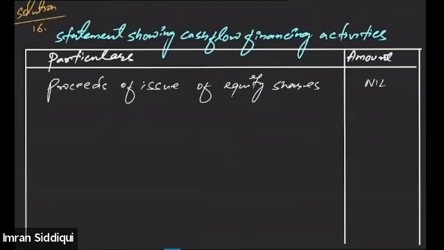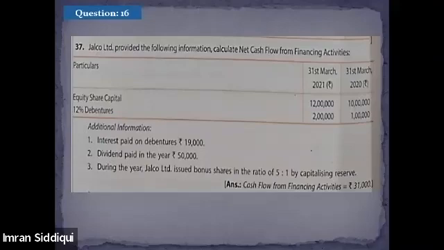Why? We have issued 2 lakh equity shares in the current year, still we are writing nil. Why? Because all the shares issued in the current year are issued as a bonus share. So therefore we don't have to write anything, because bonus share does not cause any inflow of cash.